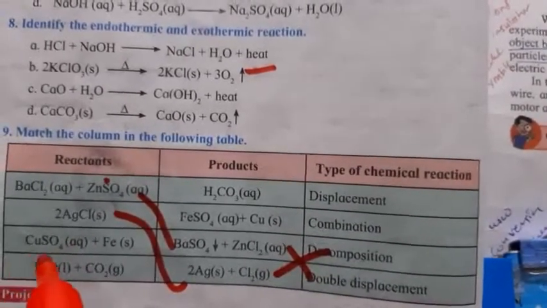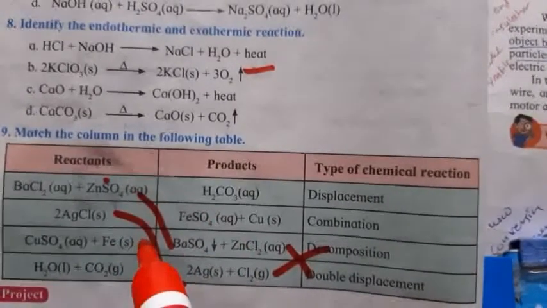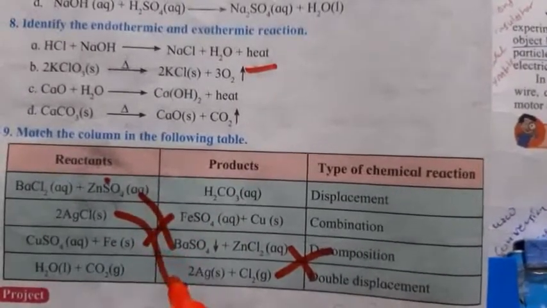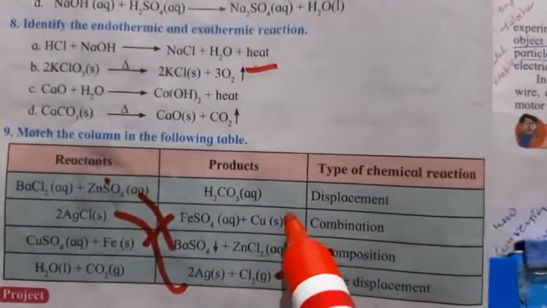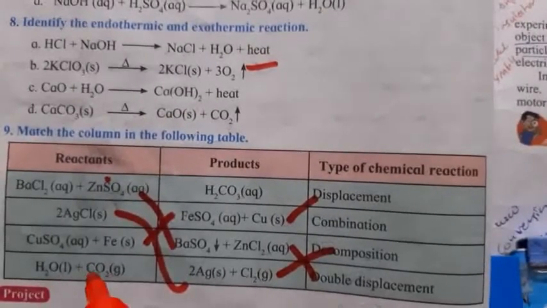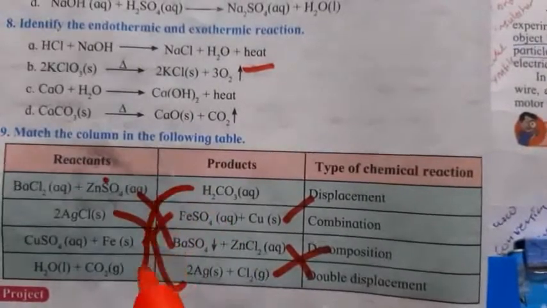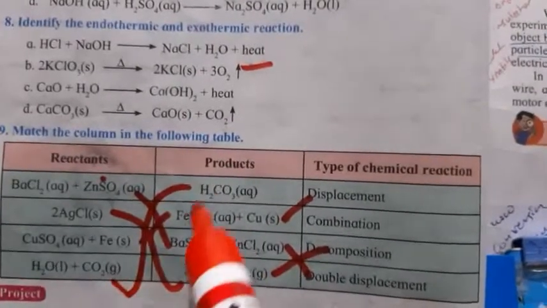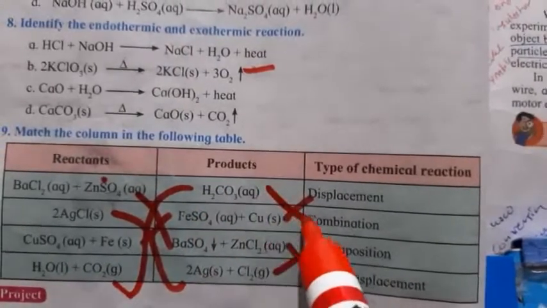Next is CuSO4 plus Fe. For that, the products will be FeSO4 and Cu. Here only one time displacement has taken place, so this will be a displacement reaction. Next is H2O plus CO2. From this H2CO3 is formed, which is carbonic acid. So from two reactants one product is formed. This is a combination reaction.